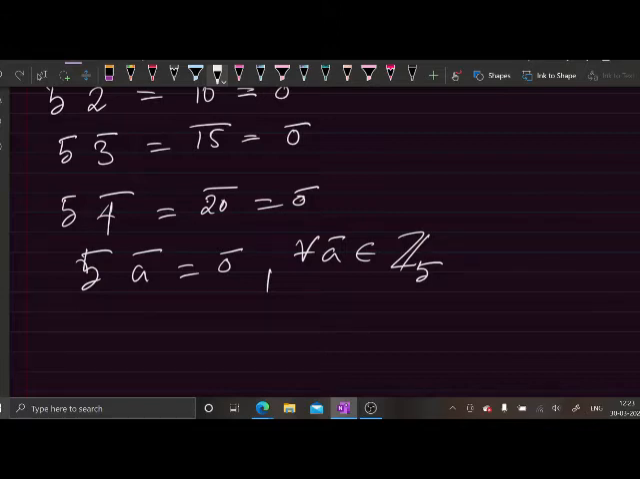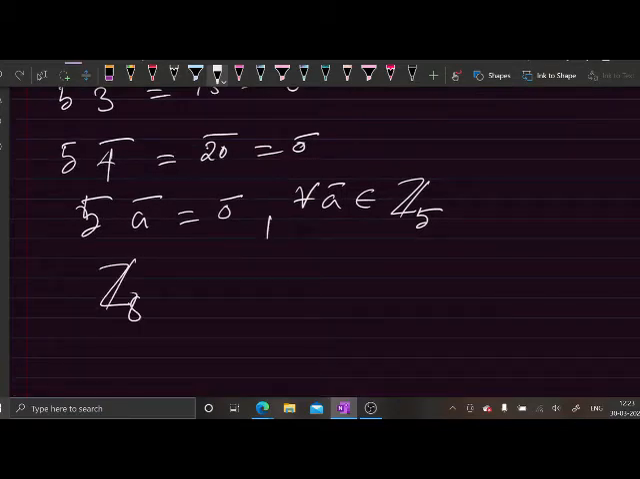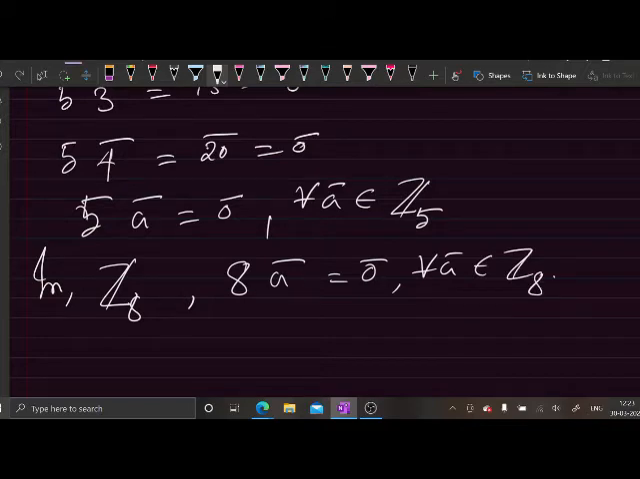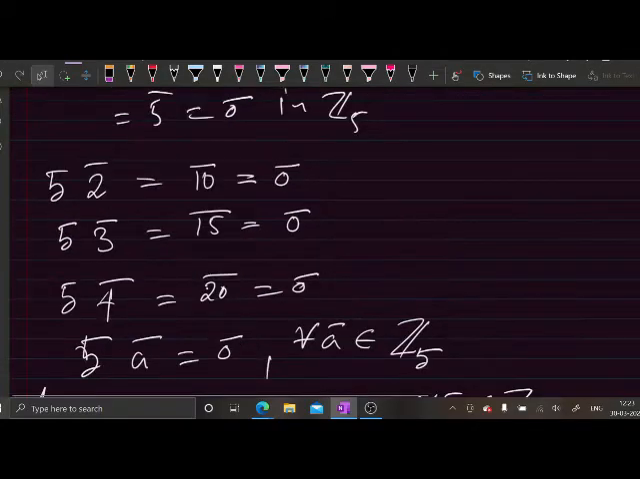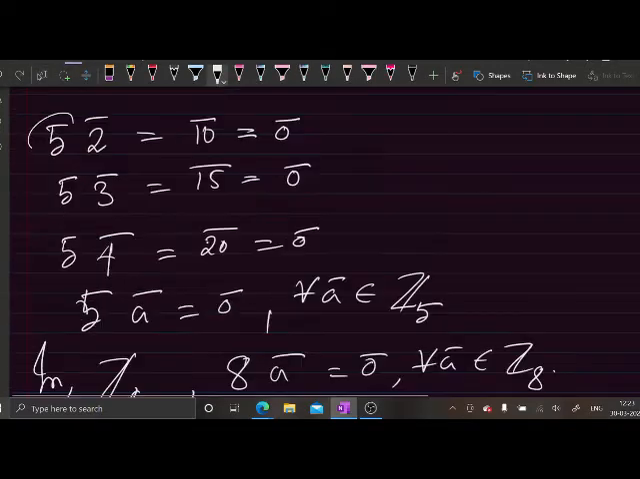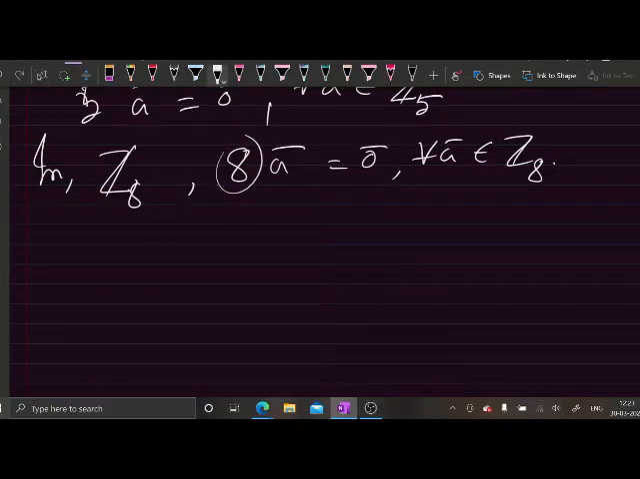Now if you take Z8, for Z8 you will have 8a class equal to 0 class, for all a class belongs to Z8. So in particular in Zn you are going to have na class equal to 0 class for all a class belongs to Zn. So these positive integers, if you take Z5, this 5, and if you take Z8 then 8, and in general Zn, the positive integer n, these are called the characteristic of that ring. So our definition is like that.